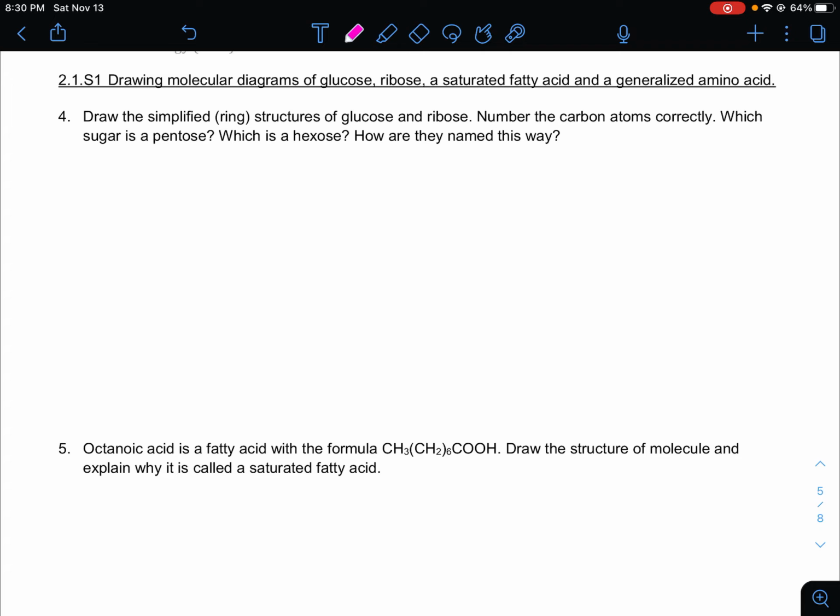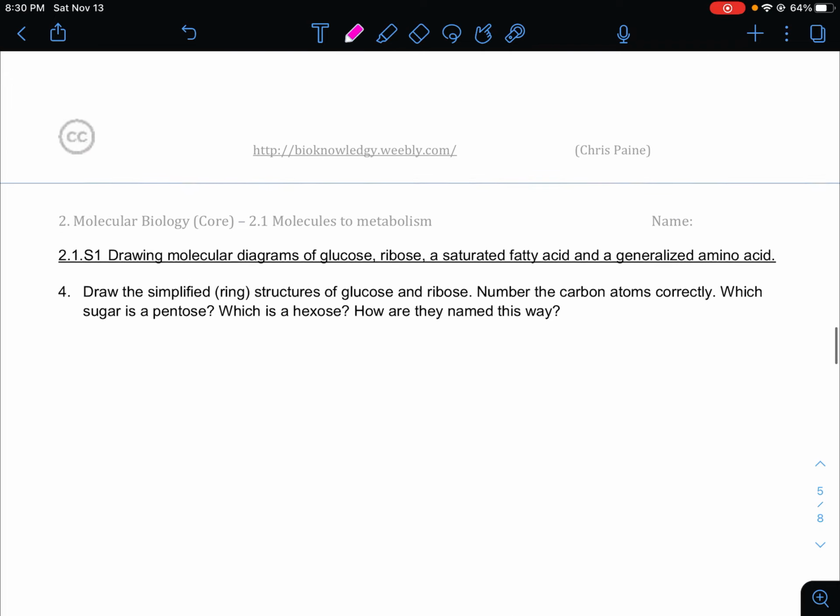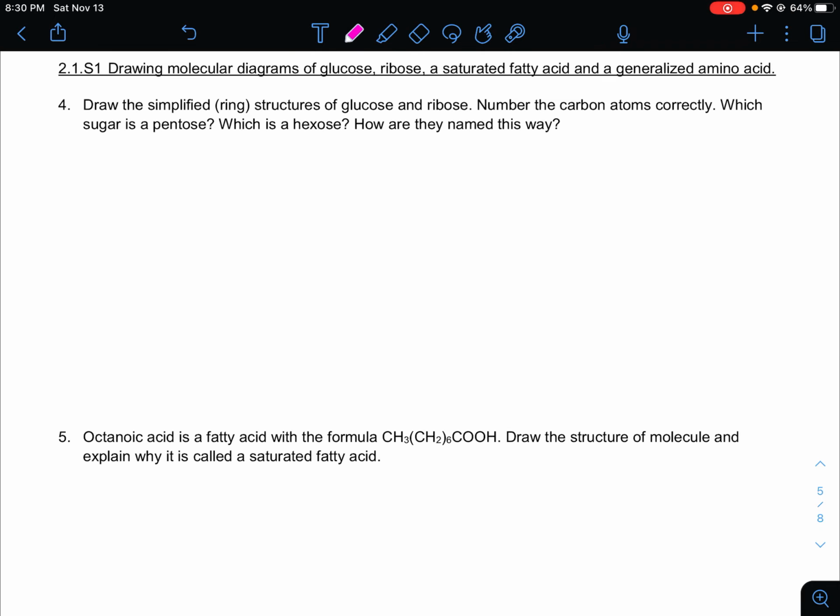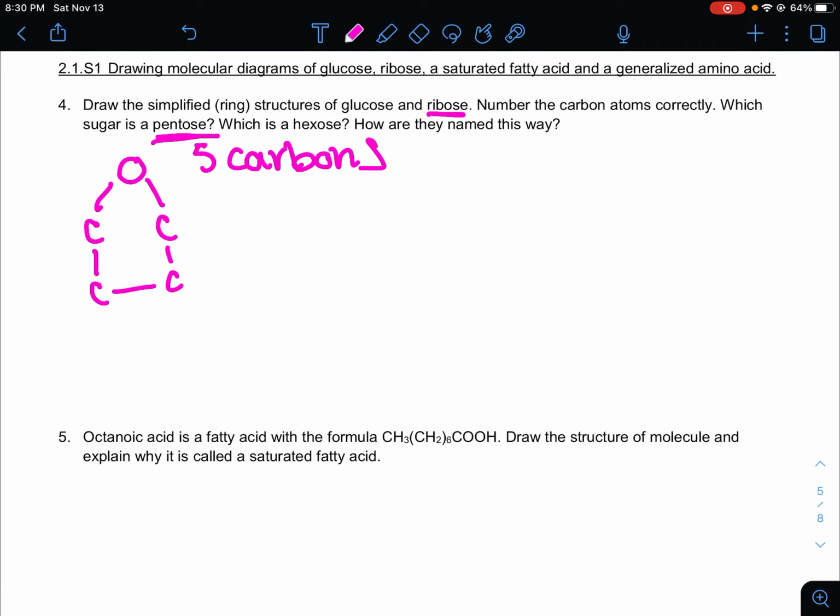Okay, draw the simple structure of glucose and ribose, making sure that you have the correct number of carbons. So for ribose, I'll do it in pink. You start with the oxygen at the top, then you're going to make a pentagon like this with your carbons, but ribose is a pentose sugar, which means that it has 5 carbons. Right now we only have 4, so we put that CH2OH at the top right there on that left carbon.